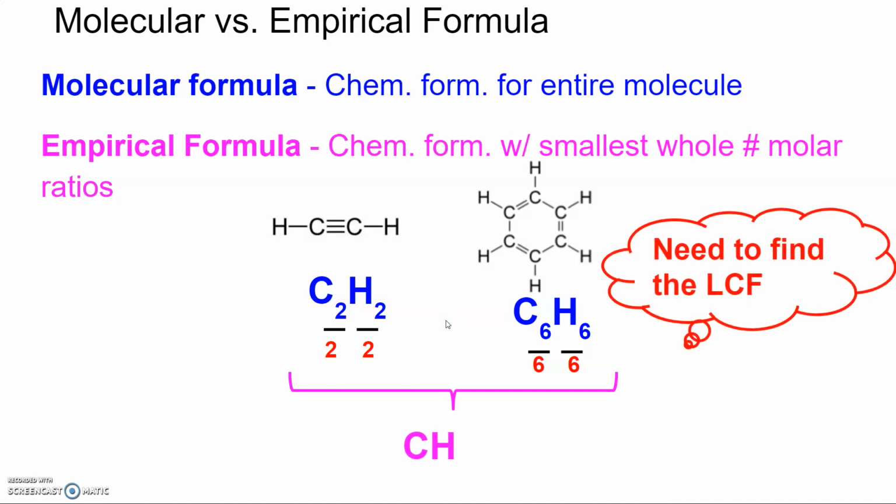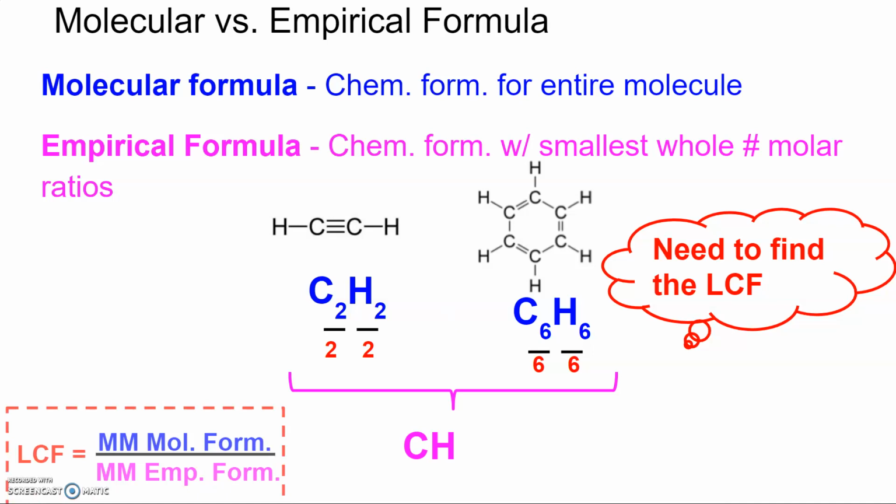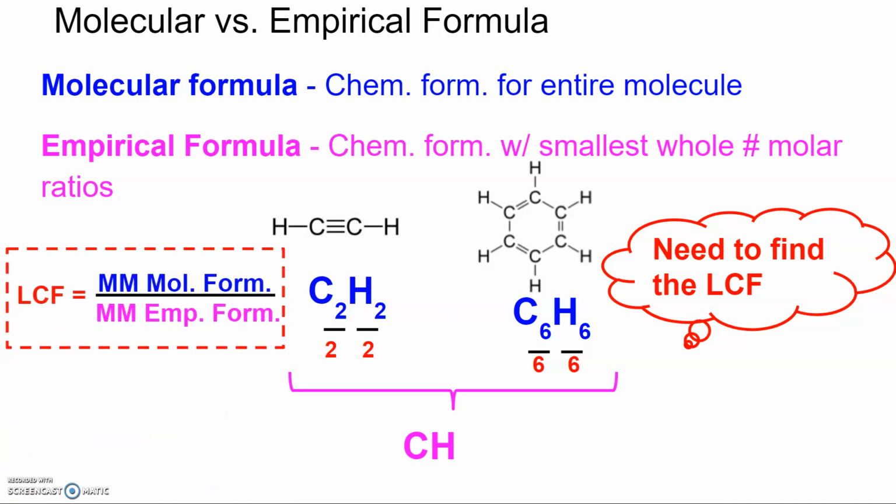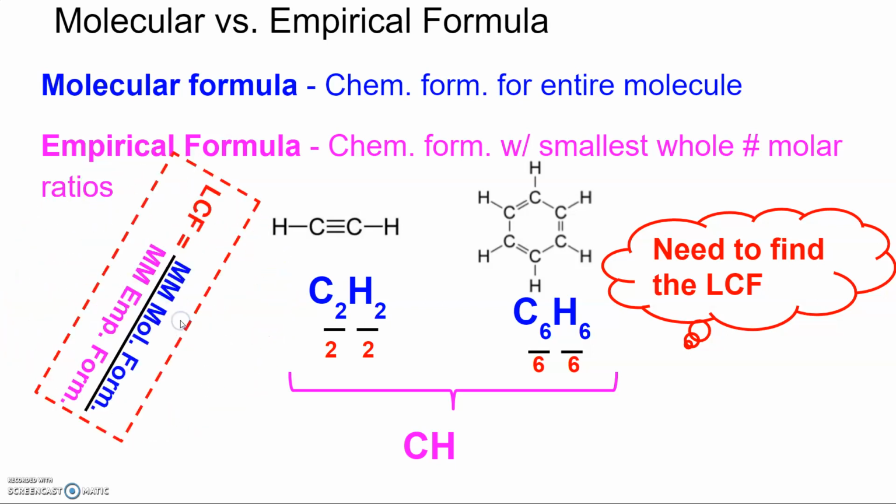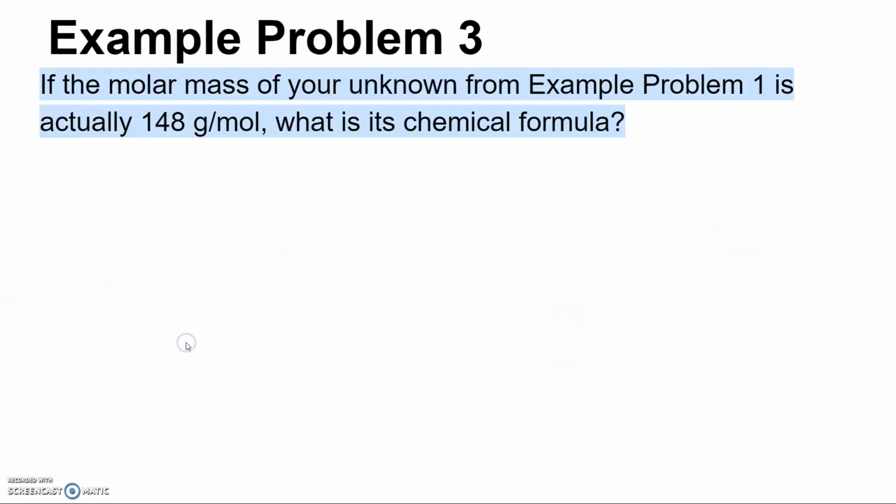So how would we find the least common factor from the molecular formula and empirical formula? If you take the molar mass of the molecular formula and the molar mass of the empirical formula and divide them, you get the least common factor. So that's a process that we're going to be doing here. Let's go ahead and tackle it in this problem.